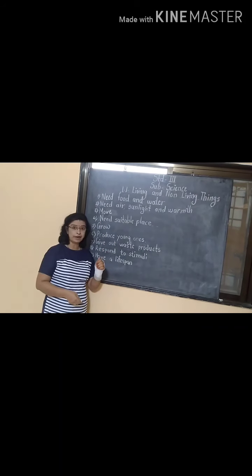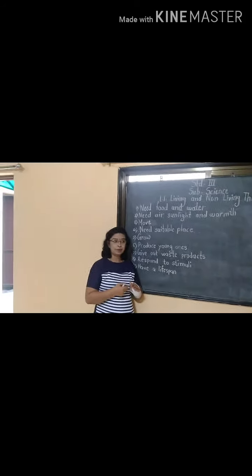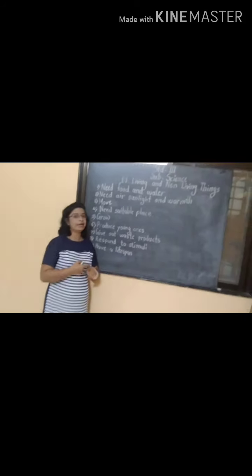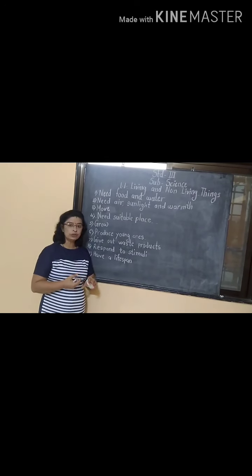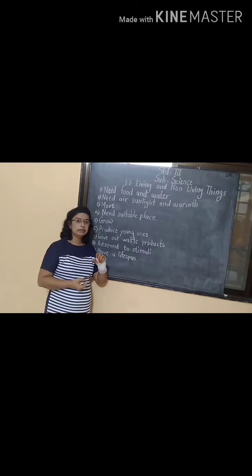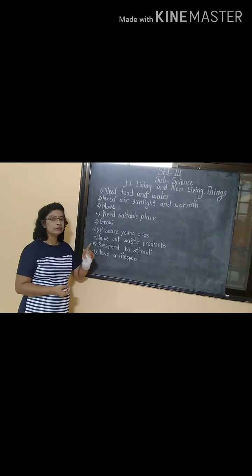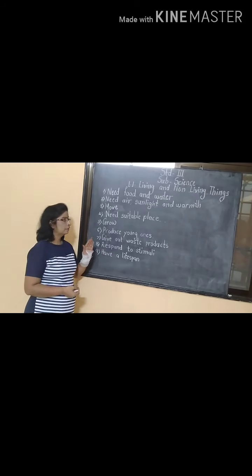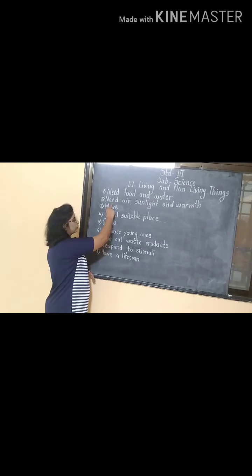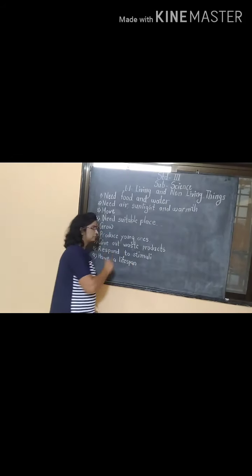Now what about the plants? Plants also need food. Plants prepare their food by themselves only. Root absorbs the water and minerals from the soil and supplies it to the whole part of the plant and leaves prepare their food. Now the second point is living things need air, sunlight and warmth.